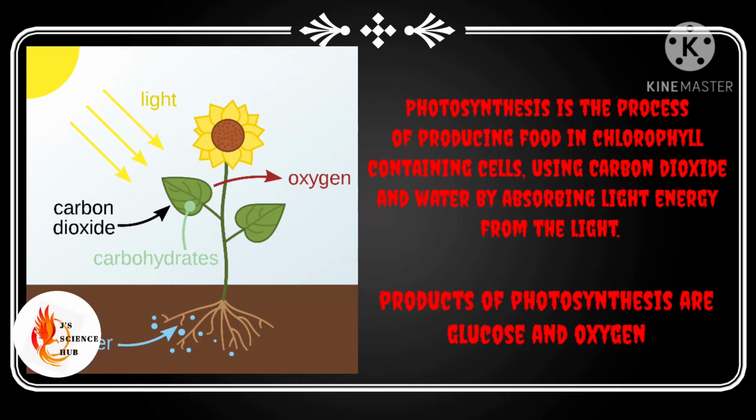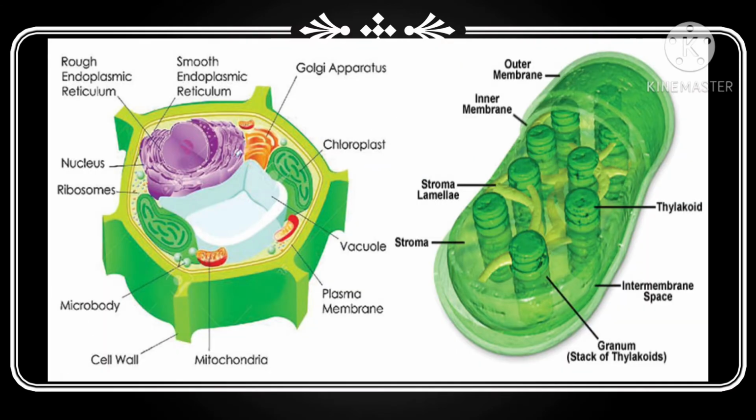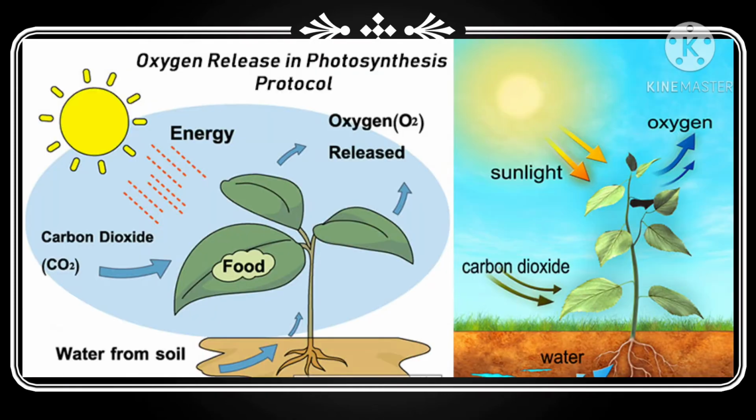The products of photosynthesis are glucose and oxygen. As the plants produce their own food, they are known as autotrophic. Here they use solar energy as the energy source, so they are known as photoautotrophic organisms. Photosynthesis takes place in an organelle called chloroplast, which can be found in plant cells. Chloroplast contains chlorophyll pigment, which is green in color and gives the color to the plant. This chlorophyll pigment has the ability to absorb solar energy.